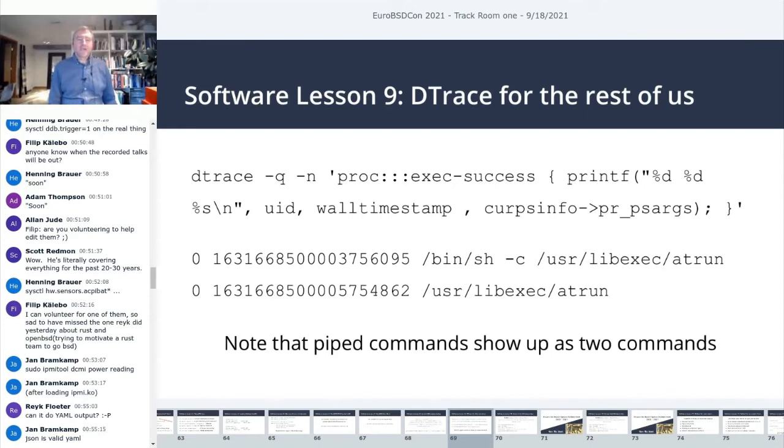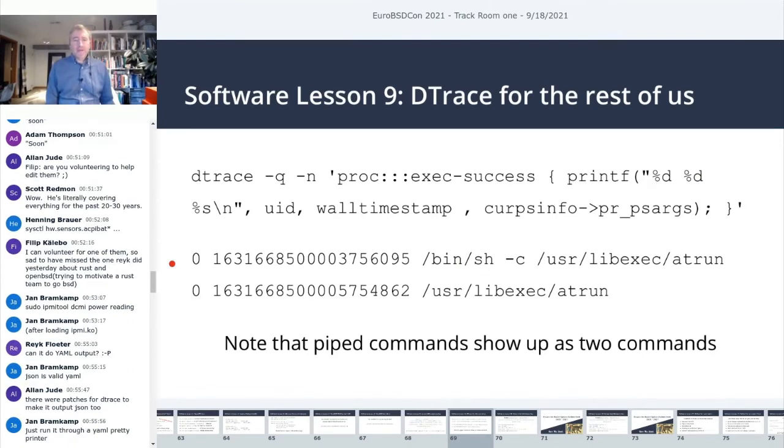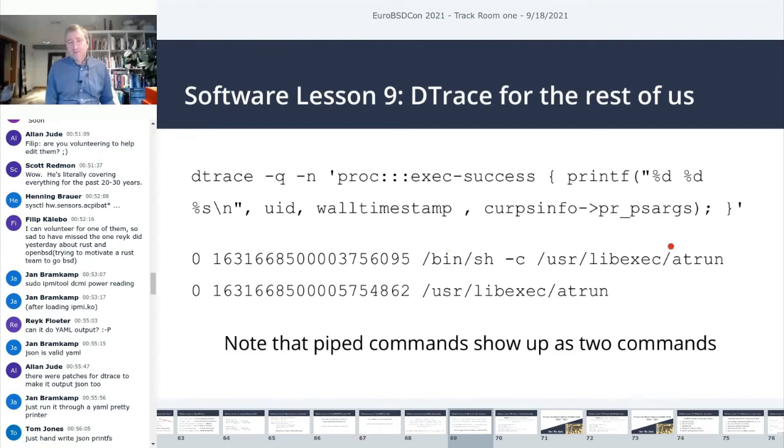So I sat down, I used -q to shut up a lot of the headers and goodies, and then very carefully chose the very much C printf style, or even shell printf style, of what I want to see. So here is some DTrace code to show the user ID 0, epoch timestamp, but in nanoseconds, so you can either chop it off or do whatever, because of course, if you're chasing performance, you need fine grain time. And of course, what was run.